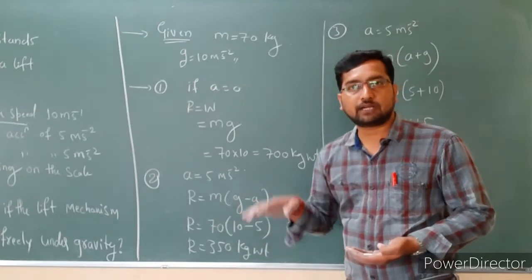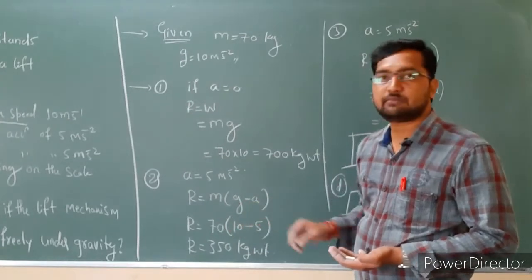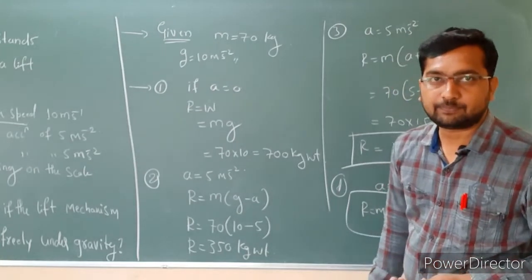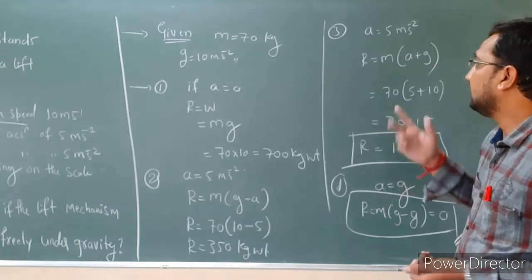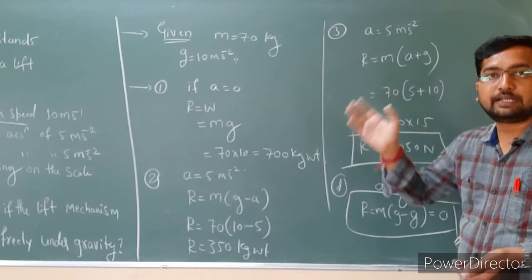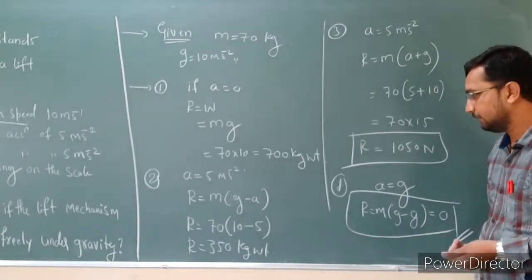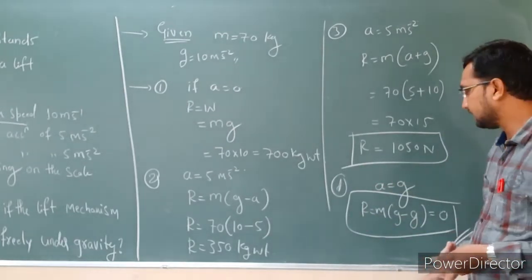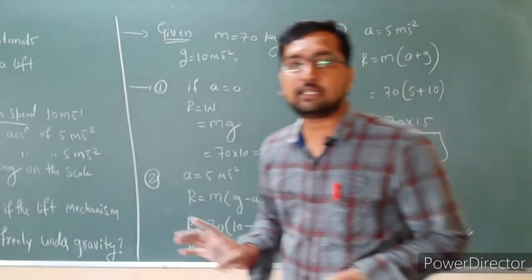If the lift is moving in downward direction, in that case the formula for apparent weight is m bracket of g minus a. Substitute the values here, we will get the answer 350 kg weight. And the next case, if the lift is moving with an acceleration 5 meter per second square in upward direction, this is the formula to calculate the apparent weight, and R is equal to 1050 Newton. Last one, if the lift falls freely under gravity, acceleration is equal to acceleration due to gravity, then the apparent weight of the person is 0.